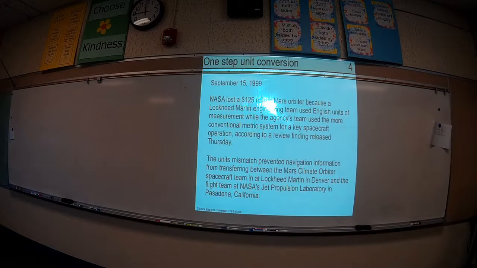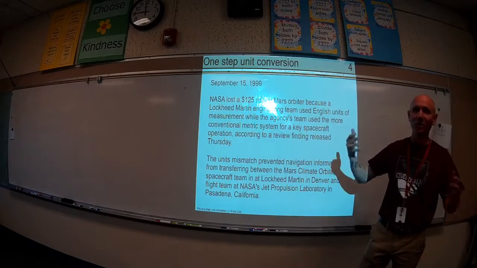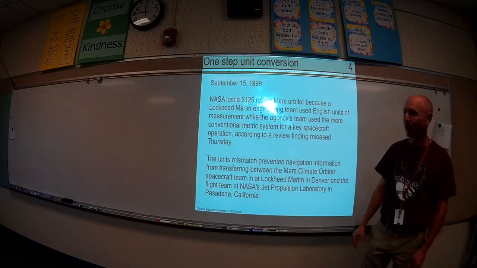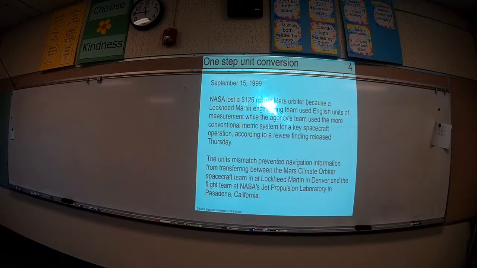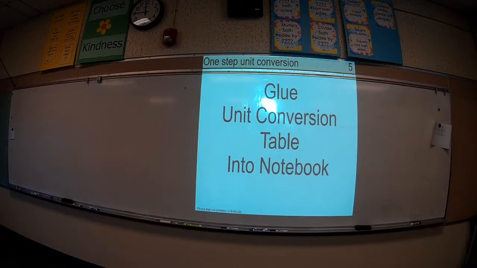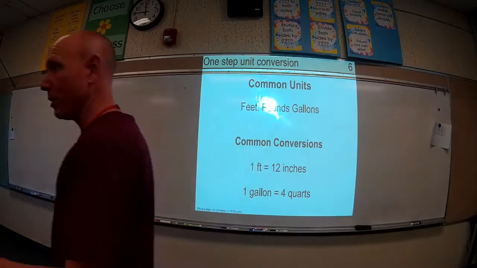So, because of what we're about to learn, unit conversions, a $125 million Mars thing crashed. So what you're learning right now is relevant. All these engineers know how to do this. They just didn't communicate correctly, and that's why it got lost. But it's unit conversion. How do you go from metric to English? How do you go from feet to inches? How do you go from pounds to tons? That's what we're about to do.